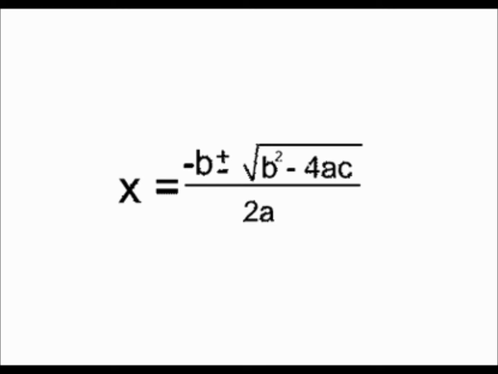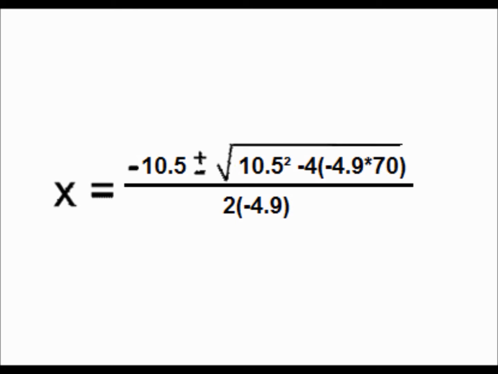To discover how long it will take Mighty Girl to hit the water at line 0, we must use the quadratic formula. X equals negative b plus or minus the square root of b squared minus 4ac over 2a. First, we plug in the values. A is equal to negative 4.9, b is equal to 10.5, and c is equal to 70. Now, we solve this equation.